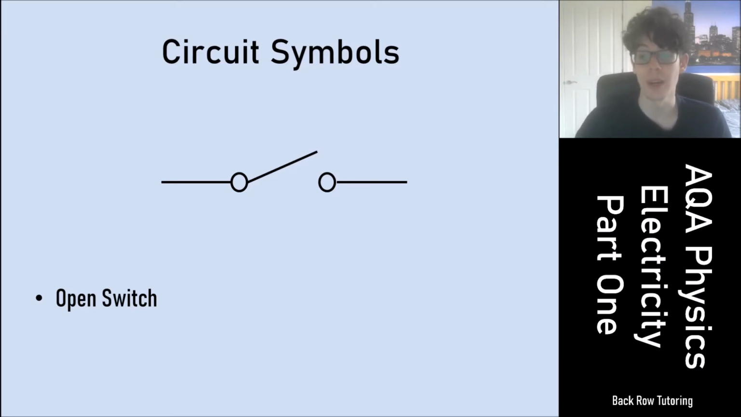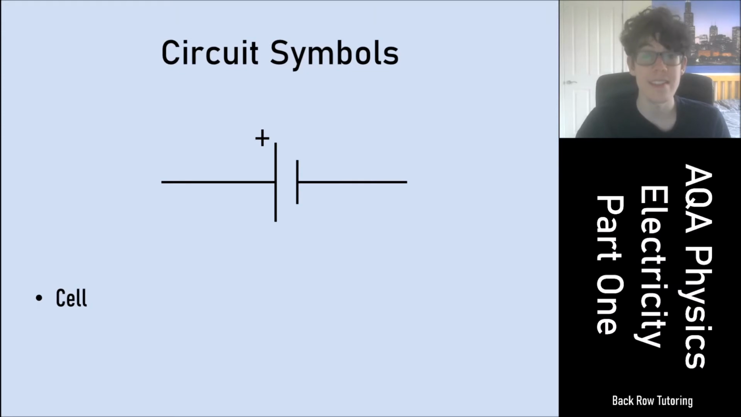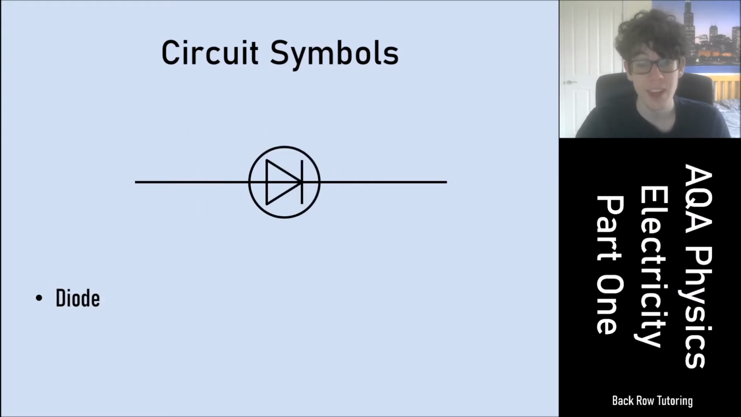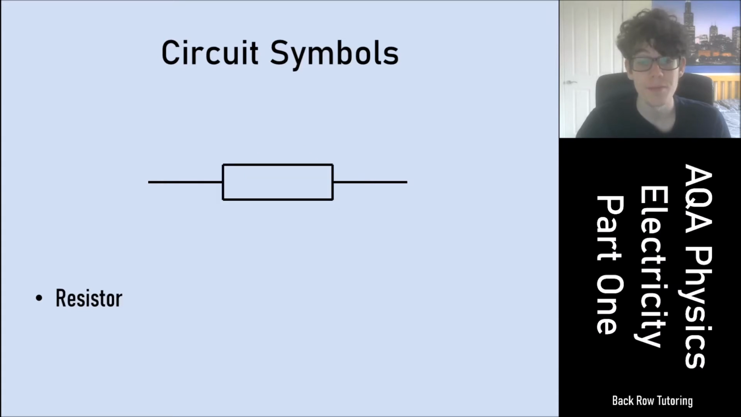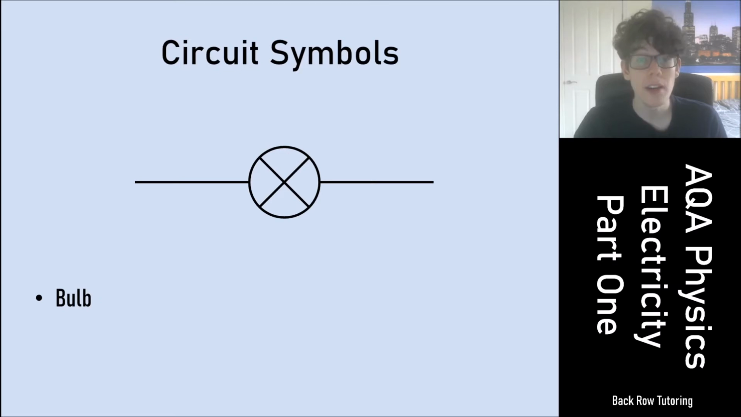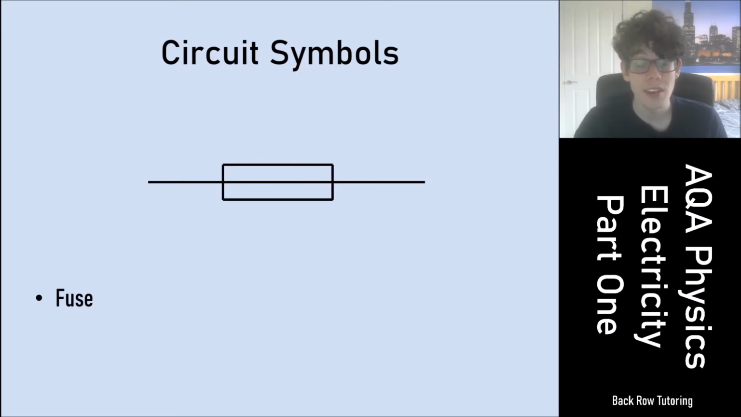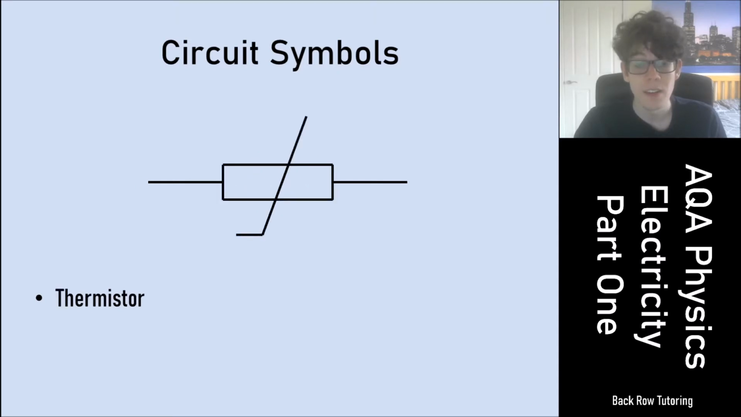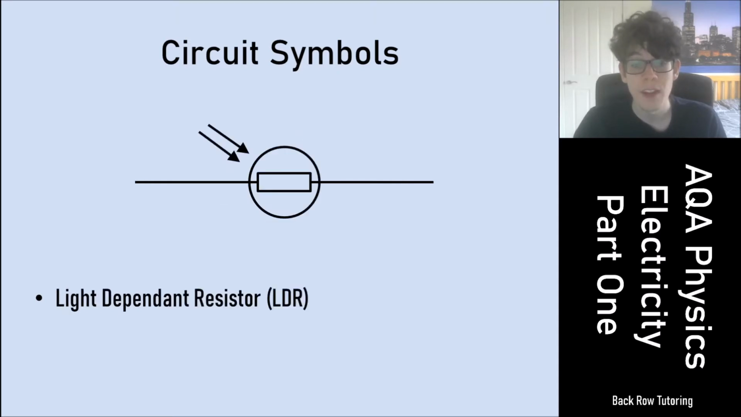This is an open switch. This is a closed switch. This is a cell, a battery, a diode, a resistor, a variable resistor, a light emitting diode, a bulb, a fuse, a voltmeter, an ammeter, a thermistor, and a light dependent resistor.